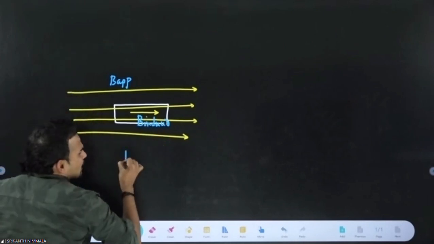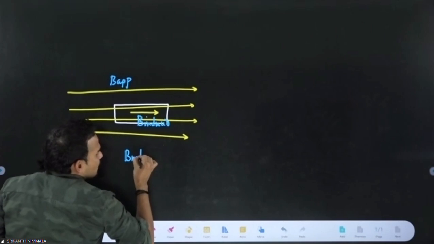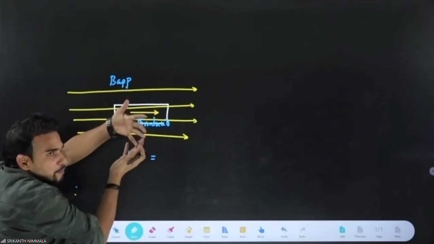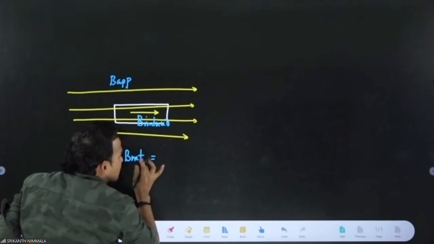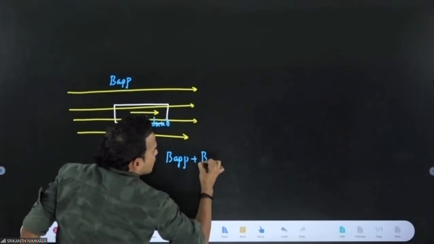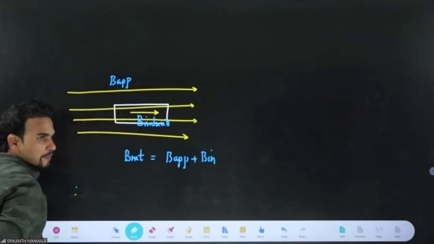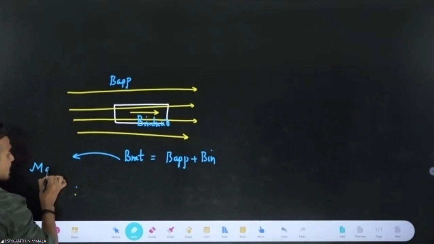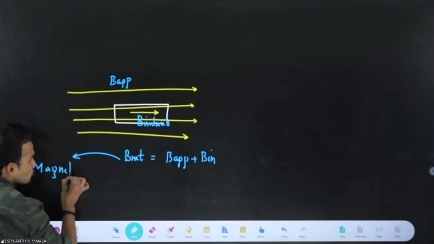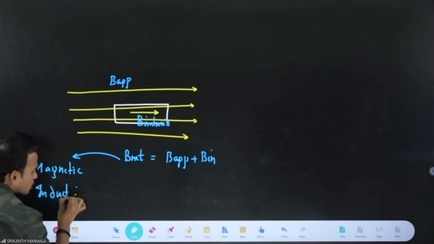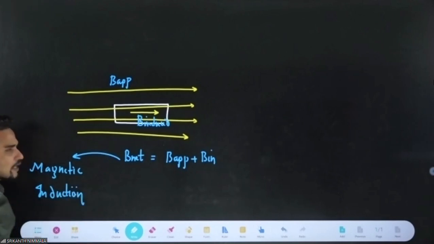And if I talk about the net magnetic field, one I applied, one the body developed. So B net will become B applied plus B induced. This is the net magnetic field, and it is also known as magnetic induction. Sometimes they will use these words. Magnetic induction means net magnetic field.